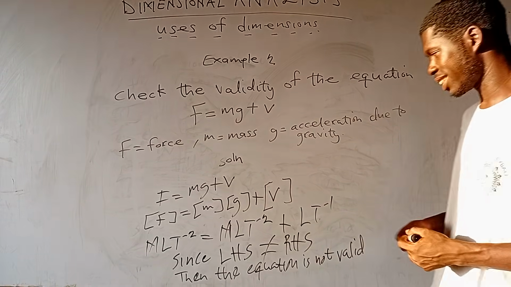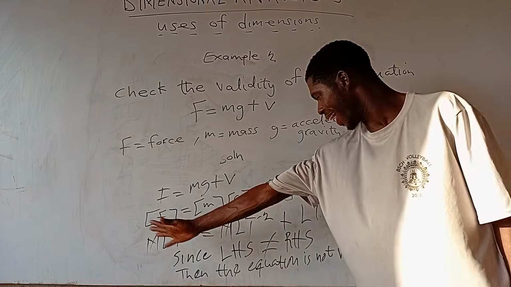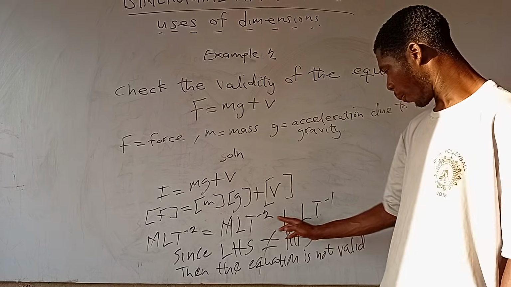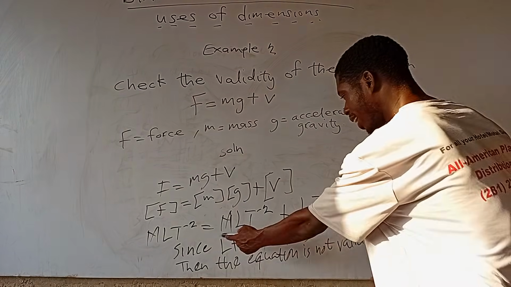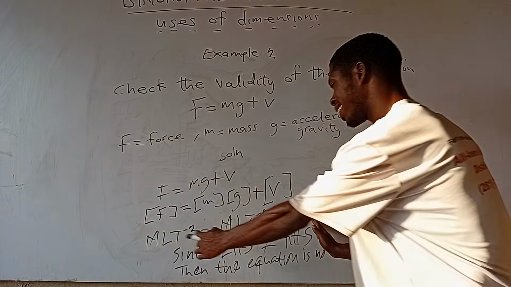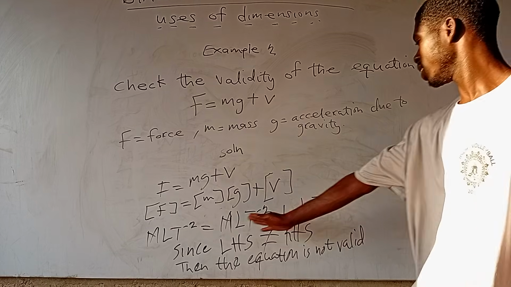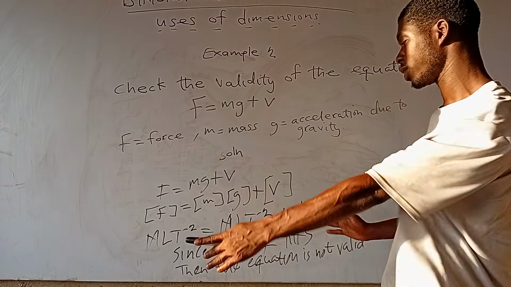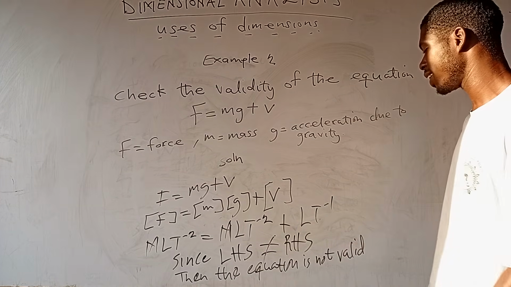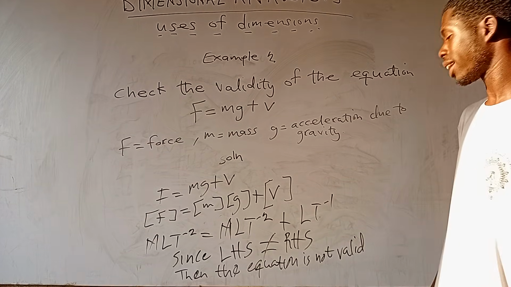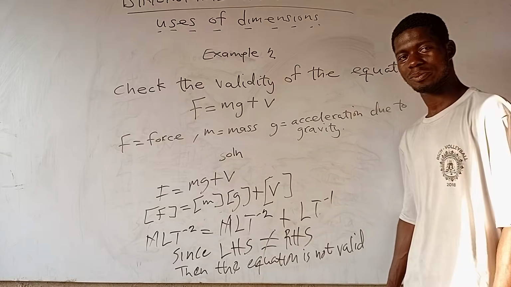Yes, then the equation is not valid. It's not valid because we have MLT^-2 on one side, and MLT^-2 plus LT^-1 on the other. So the equation at the right hand side and the equation at the left hand side are different. What is here is not the same as what is here. Since the equation at the left hand side is not the same as the equation at the right hand side, the equation is not valid.